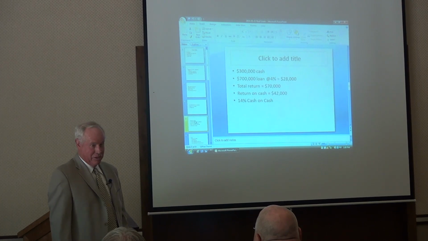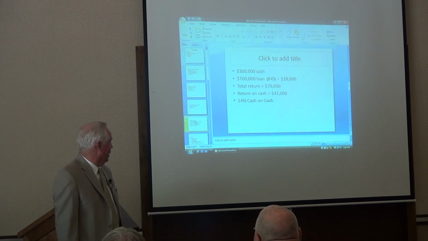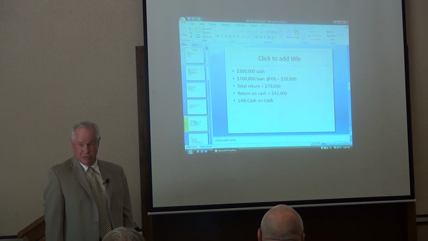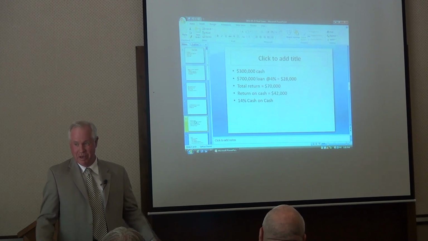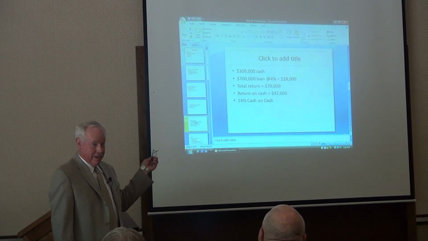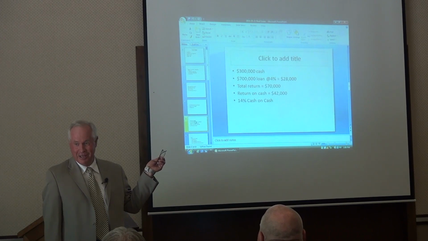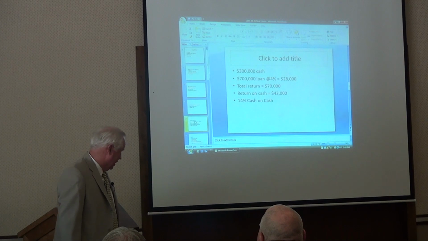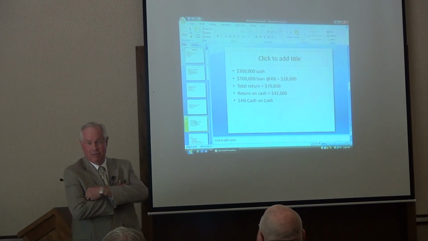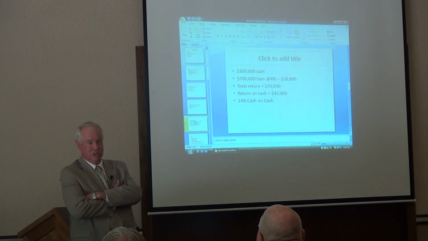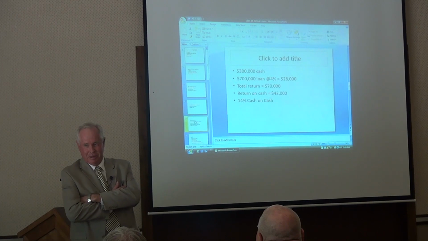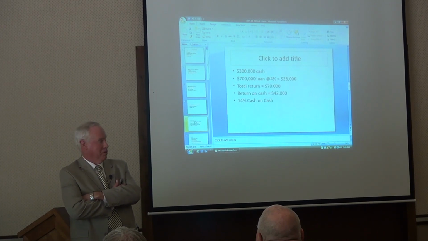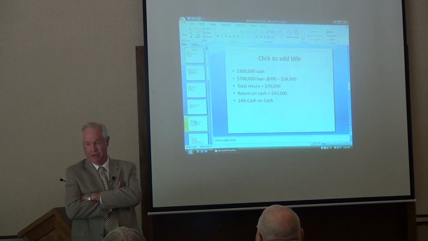And remember that my total return was $70,000. And so the return on my cash is $42,000. And again, I'm keeping the math real simple here. So what I'm really getting is a 14% cash on cash, which is a pretty high return. And it is simply a matter of leverage, of borrowing money cheaper than the investment is returning it. The investment is overall returning it at 7%. I'm borrowing bank money at 4%, which means I'm getting a 14% on my money.